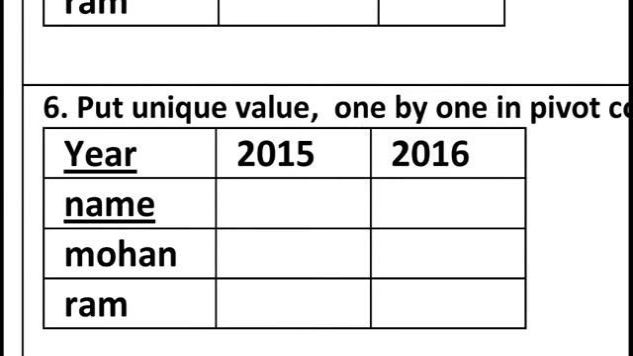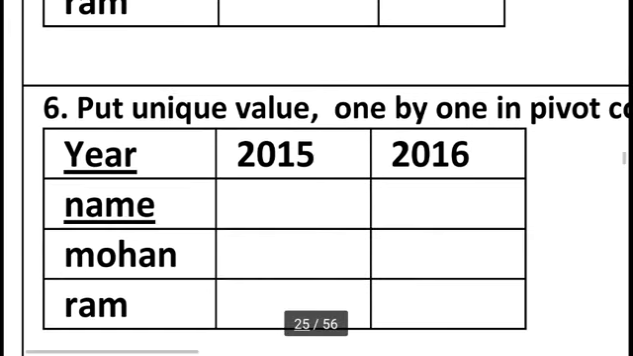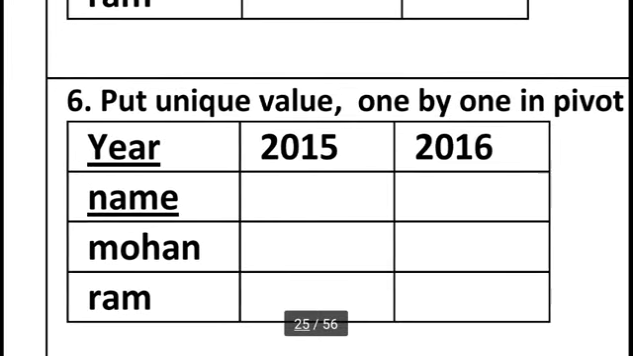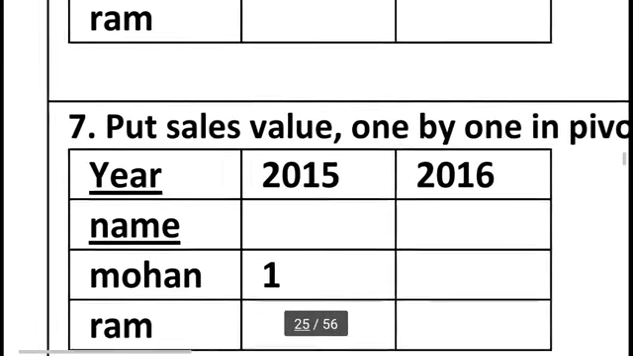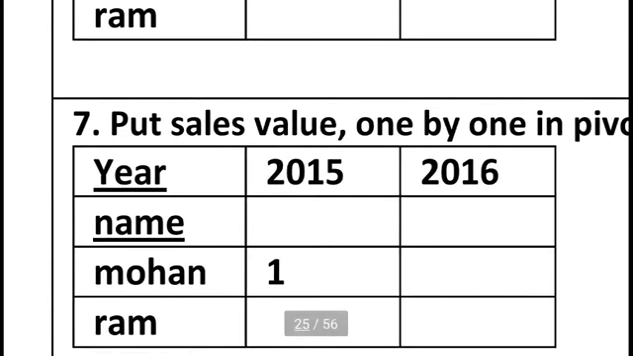A pivot table has two angles: which column you want to put in the pivot row and which column you want to put in the pivot column. So here I am using the name column in the pivot row style, and the year column in the pivot column. But I want to find this data first. Mohan and 2015, I want to put in the cells. So you can see Mohan in 2015 only one.